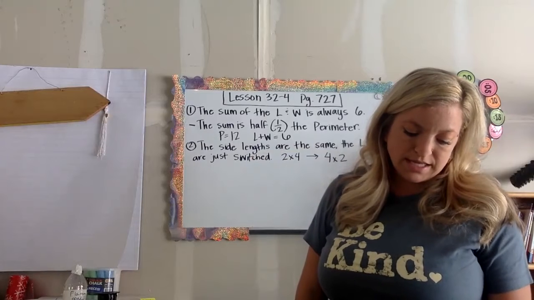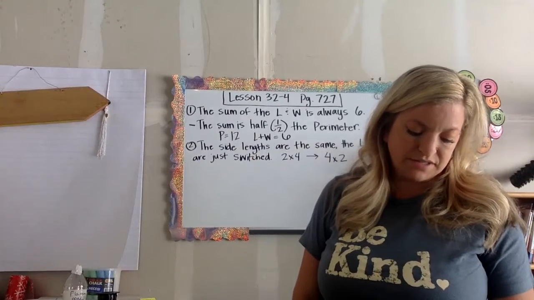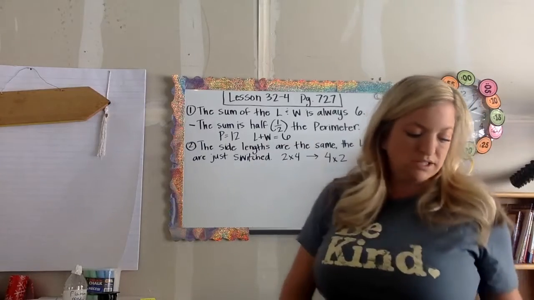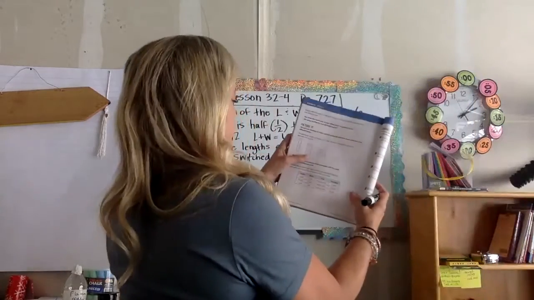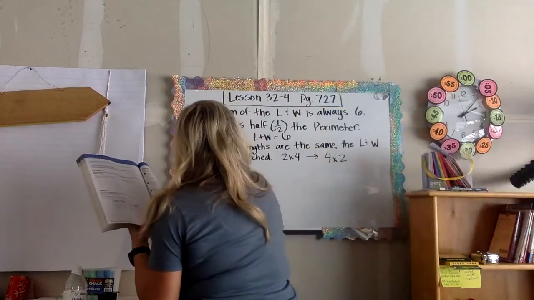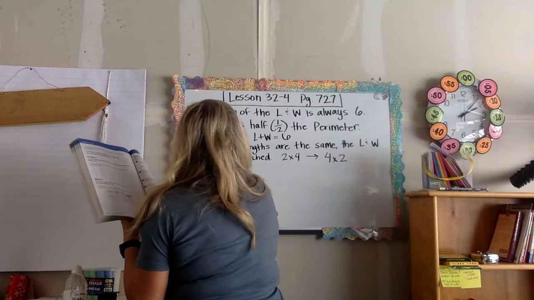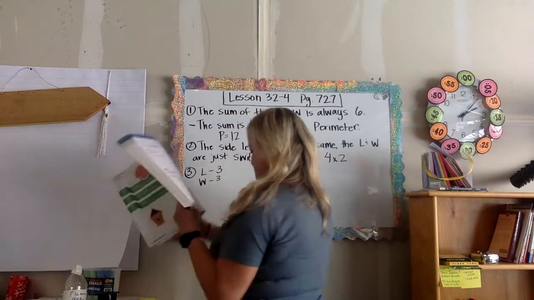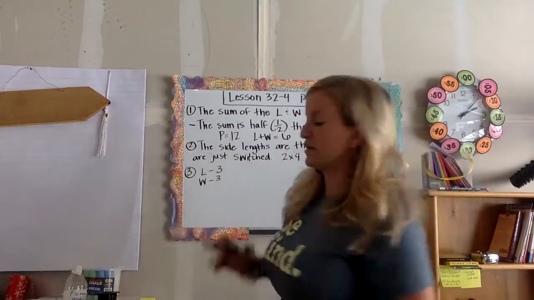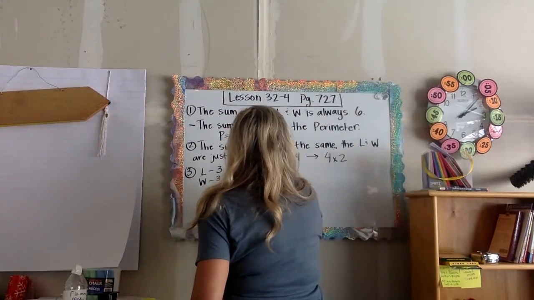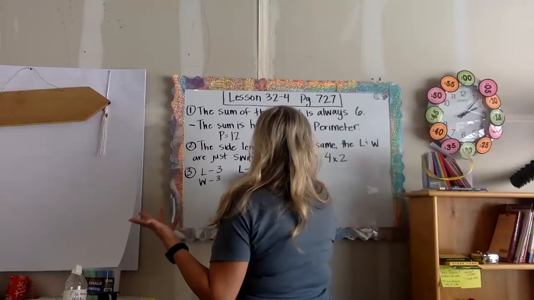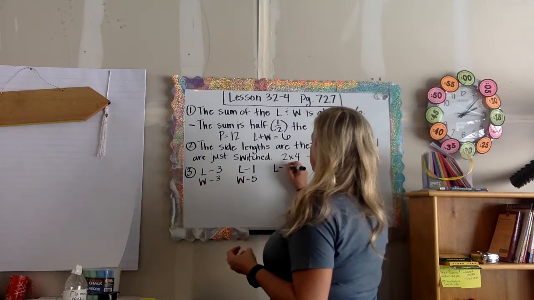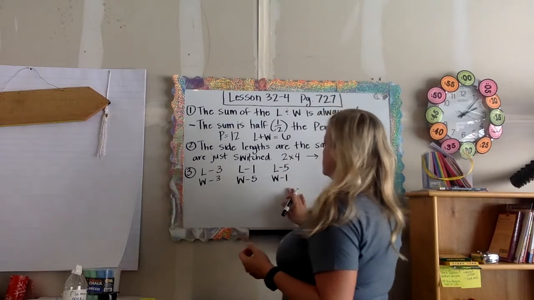Number 3, list the measurements of the rectangles that have the same perimeter but different areas than Kai's rectangle. So these are the ones that are right here on this page. So number 3 would be, you could have a rectangle whose length is 3 and its width is 3. I'll put that down. Another one that's different from Kai's is you could have a length of 1 and a width of 5. You could also have a length of 5 and a width of 1.